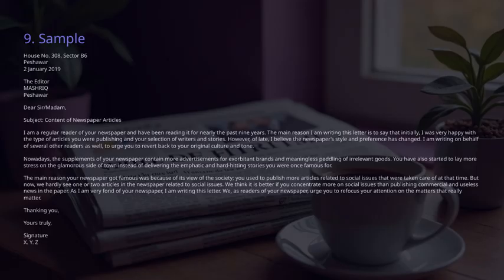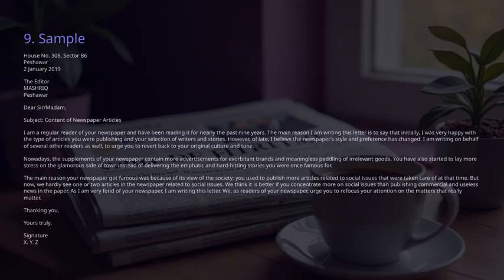The main concern starts with the writer noting a change in the newspaper's style and content. Initially, they were very satisfied with the quality of articles, the choice of writers, and the stories being published. But recently, they feel that the newspaper has shifted its focus. The writer highlights that the supplements now contain more advertisements for expensive brands and irrelevant products, which they find unnecessary.